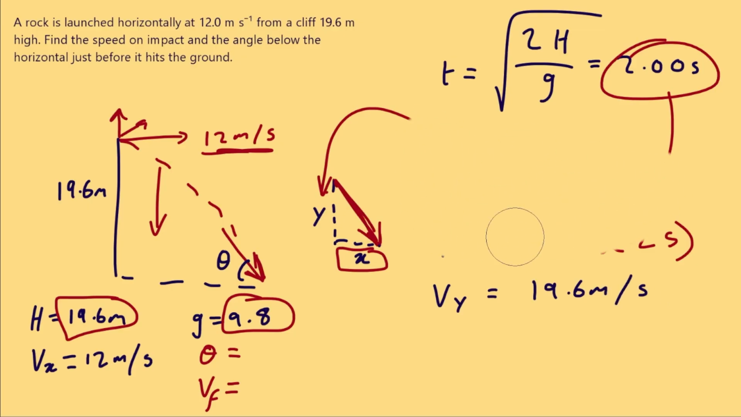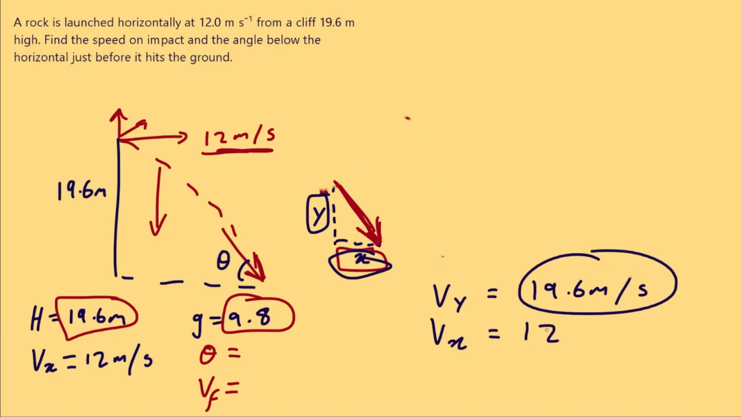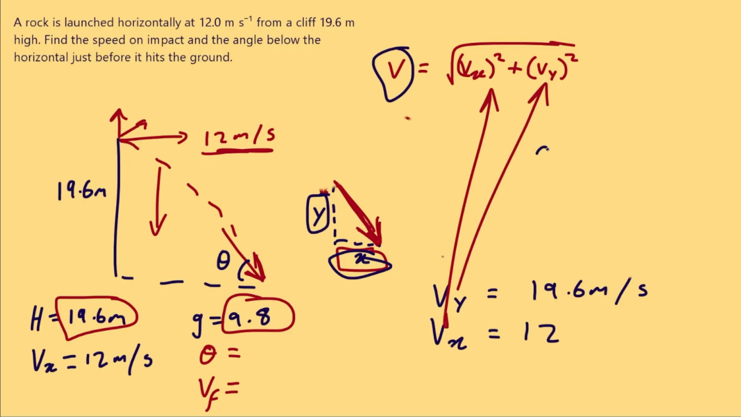Let me make some space. So we now know everything to find the final velocity. To find the resultant vector's magnitude, the formula uses Pythagoras. So we know this side and this side, 19.6 and 12. The formula looks like this: the x component squared plus the y component squared, and that will give us our final velocity. We simply plug in our numbers, and the answer is roughly 23 meters per second. That's the final velocity right before we hit the ground.